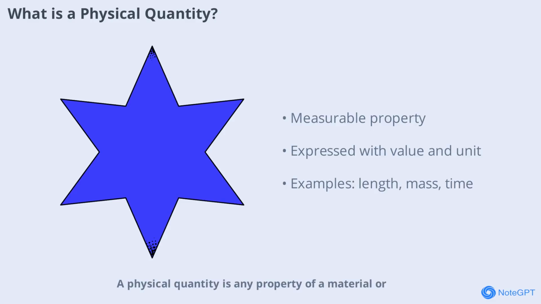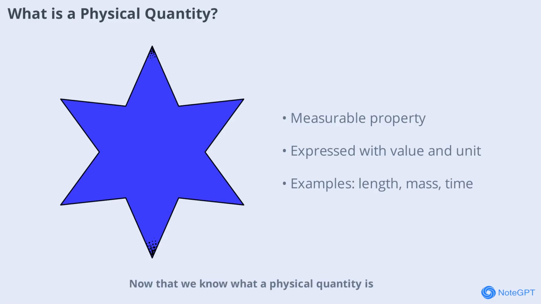A physical quantity is any property of a material or system that can be measured and expressed with a number. Think of things like length, mass, temperature, or time. These are all physical quantities because we can assign them a value in a unit. For example, the length of a table might be 2 meters, or the temperature outside could be 25 degrees Celsius. Physical quantities help us describe the world in a precise and standardized way, making communication and calculations much easier.